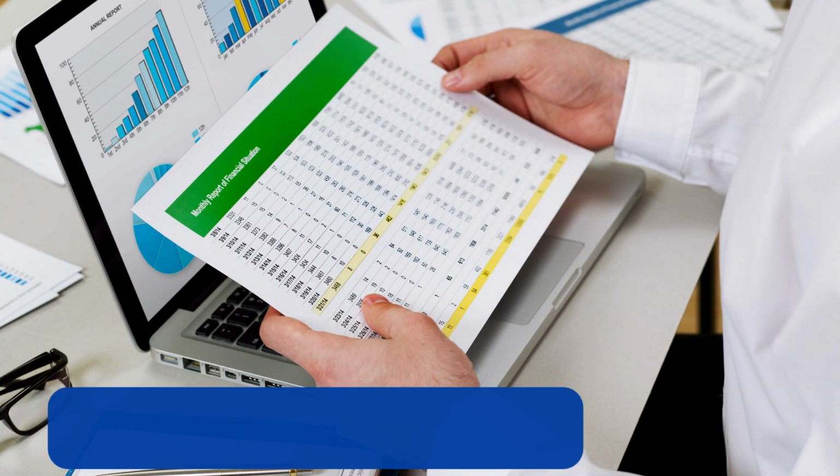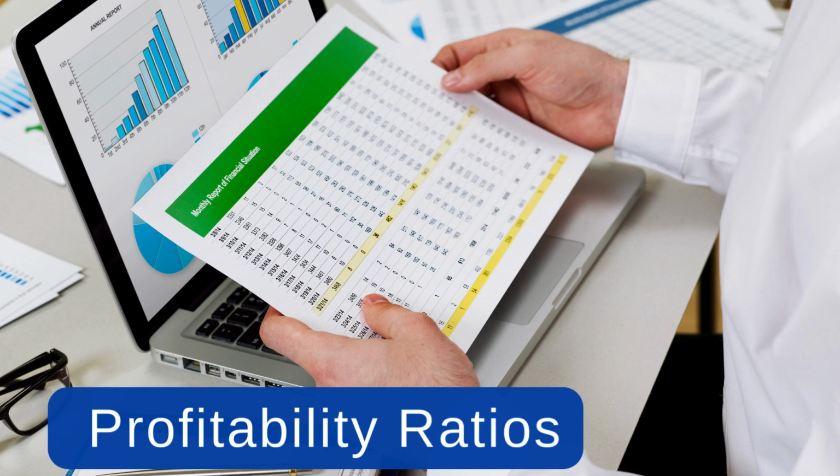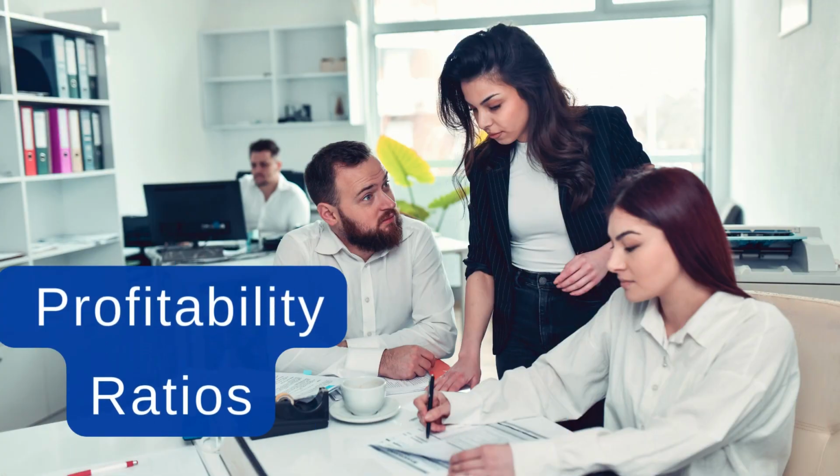B. Profitability ratios. Profitability ratios, including gross profit margin, operating profit margin, and net profit margin, evaluate a company's ability to generate profits relative to its revenues, costs, and expenses. These ratios measure the company's overall profitability and efficiency in managing its operations.